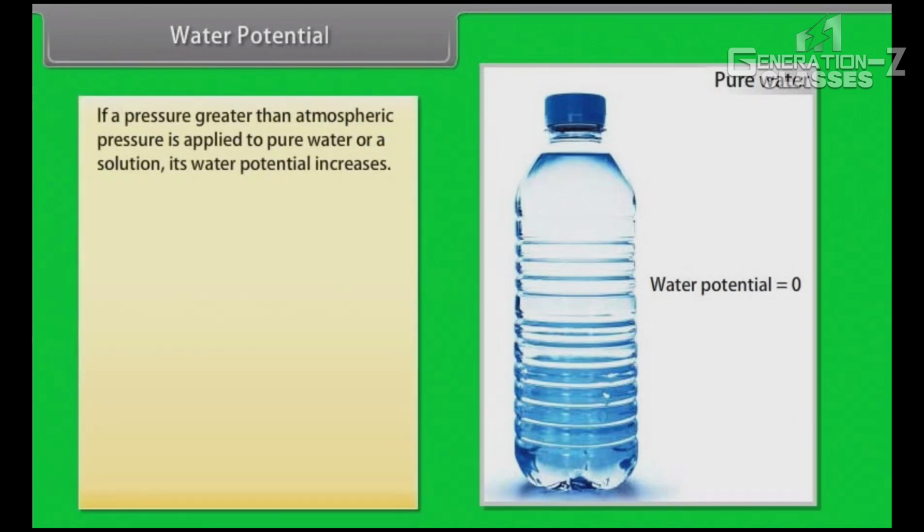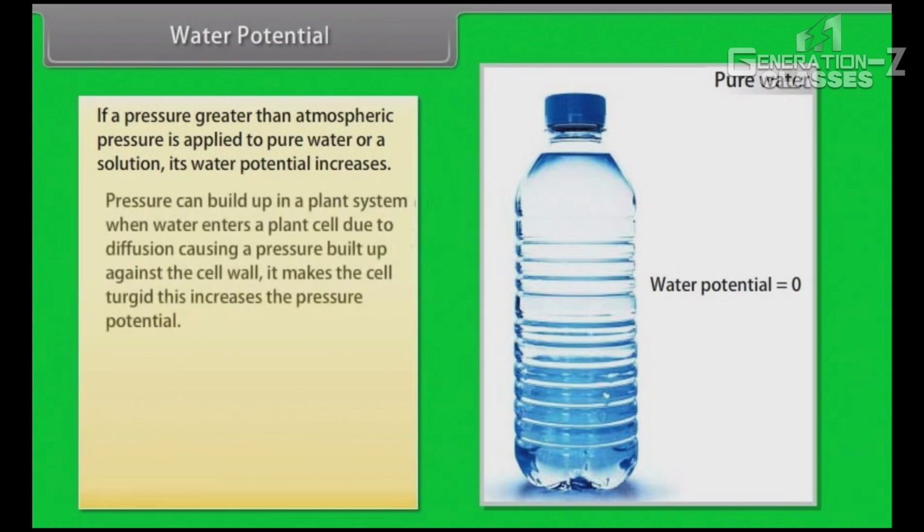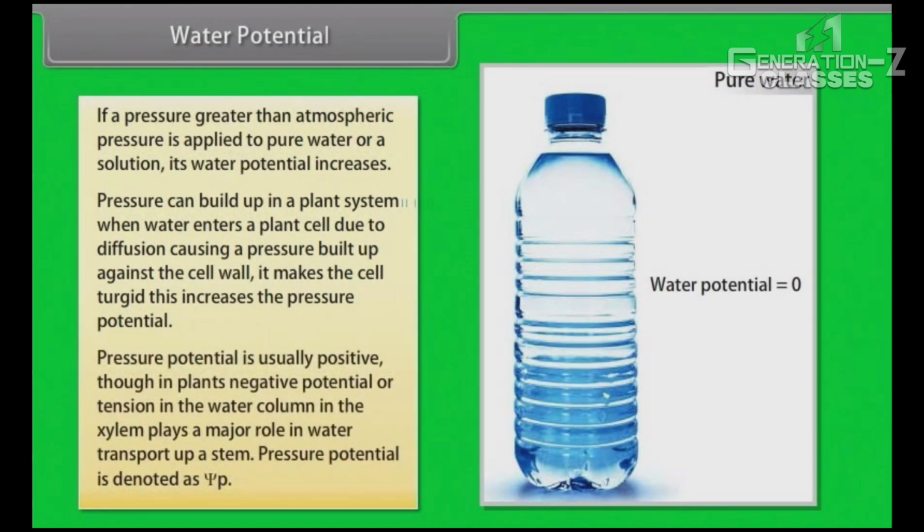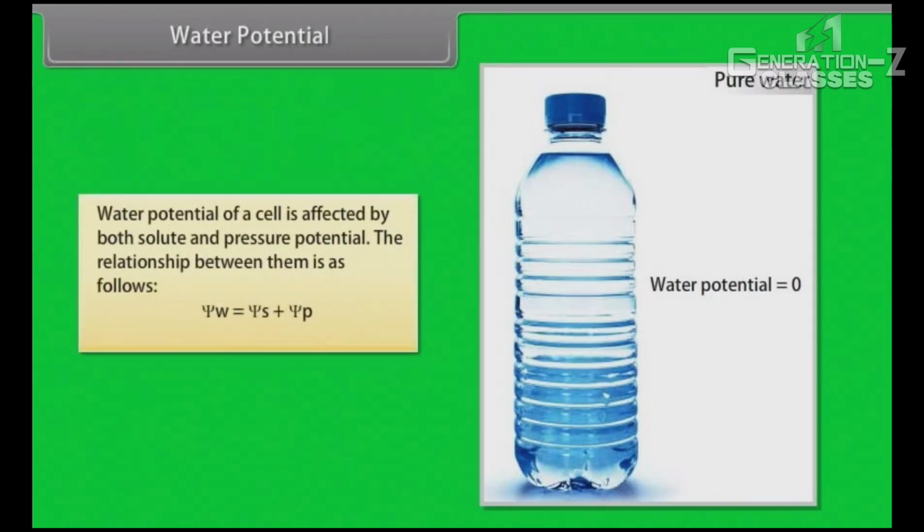If a pressure greater than atmospheric pressure is applied to pure water or a solution, then its water potential increases. Pressure can build up in a plant system when water enters a plant cell due to diffusion, causing a pressure build-up against the cell wall. It makes the cell turgid. This increases the pressure potential. Pressure potential is usually positive, though in plants, negative potential or tension in the water column in the xylem plays a major role in water transport up a stem. Pressure potential is denoted as psi p. Water potential of a cell is affected by both solute and pressure potential. The relationship between them is as follows.